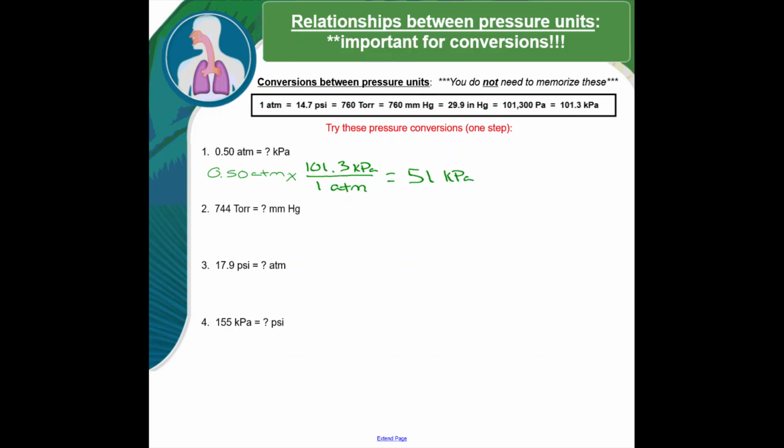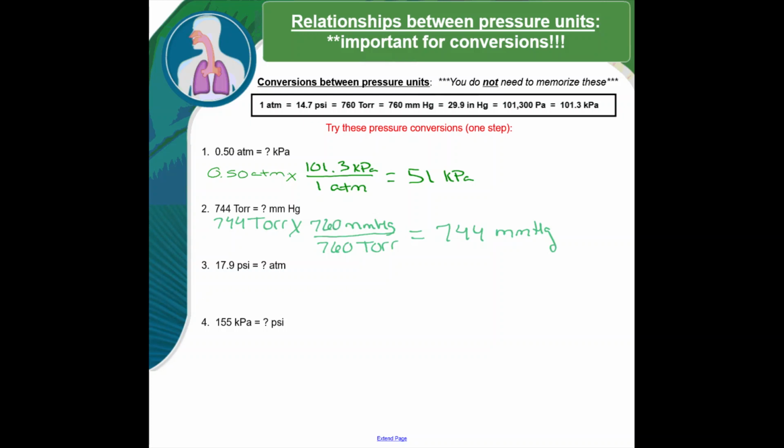Let's look at number 2. We have 744 torr, and we're converting it to millimeters mercury. If we look at the box above, we have to look for the conversion factor between torr and millimeters mercury. We see that 760 torr is equivalent to 760 millimeters mercury. So we're going to write our problem. We're going to start with the given, 744 torr, times our conversion factor, 760 millimeters mercury divided by 760 torr. Basically, 760 over 760 cancels out, so we know our answer will be 744. Our torr is going to cancel out, and so our unit is millimeters mercury: 744 millimeters mercury.